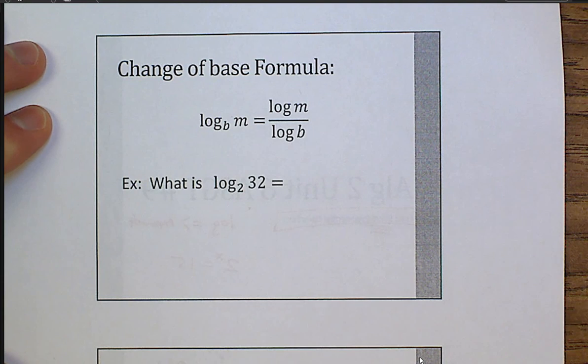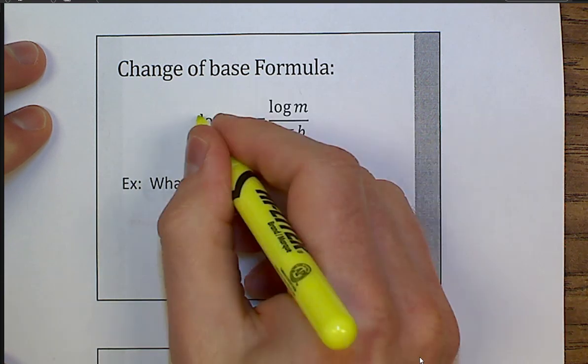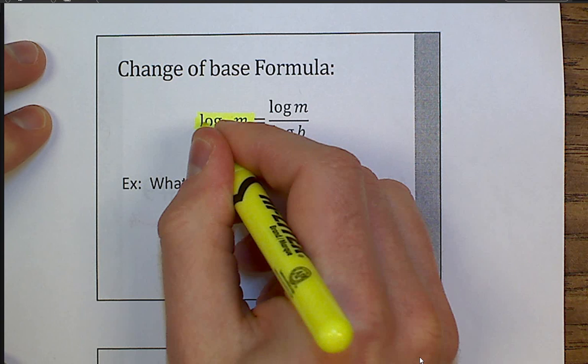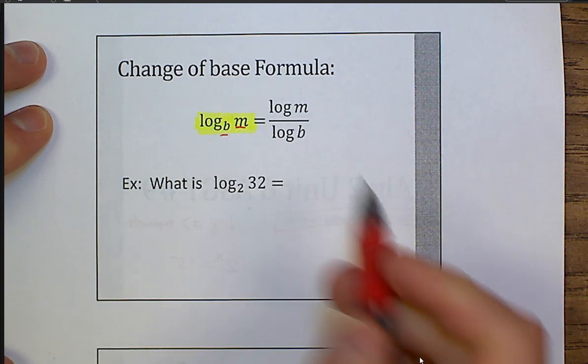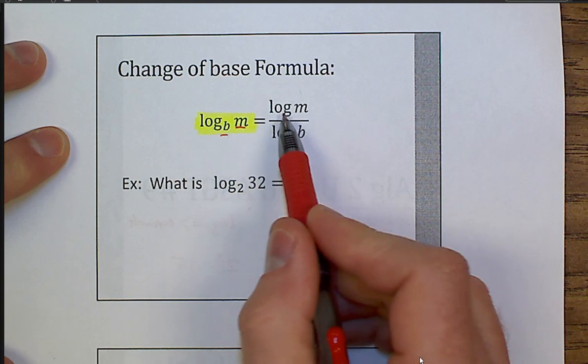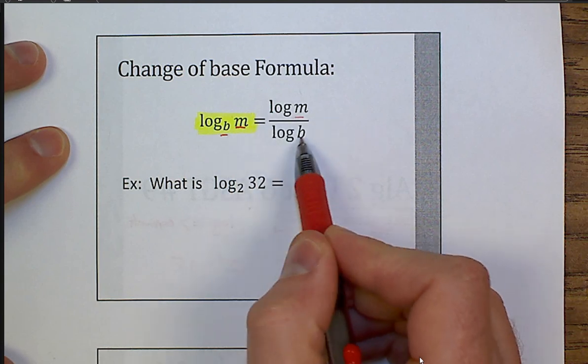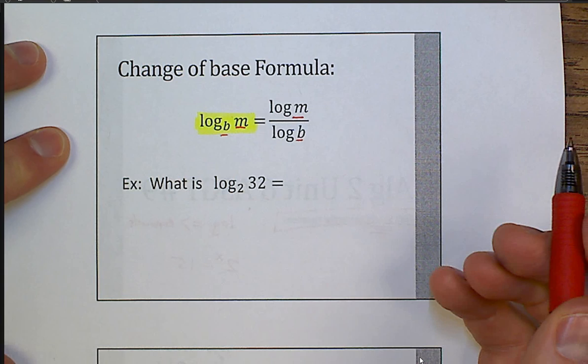And what the change of base formula basically means is if you have a log, and you notice the b and the m here, you can set this up as the log of m over the log of b. It's called the change of base formula. So let's do a quick example.